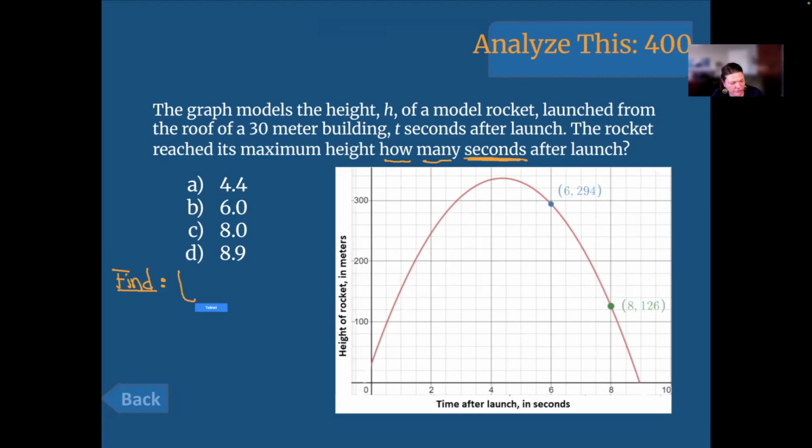Yeah, so we're looking for the time it reached its maximum height. Like how many seconds did it take to get to the max height? Any thoughts? Where on the graph should I look for how many seconds it took to reach the max height? Where's the max height? At the top, where it says 6 point this one? I think my rocket went higher than that. Yeah, I think my rocket went pretty dang high.